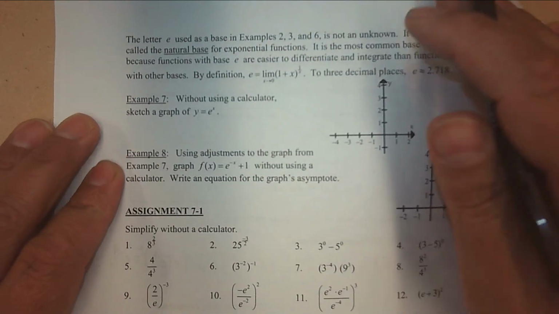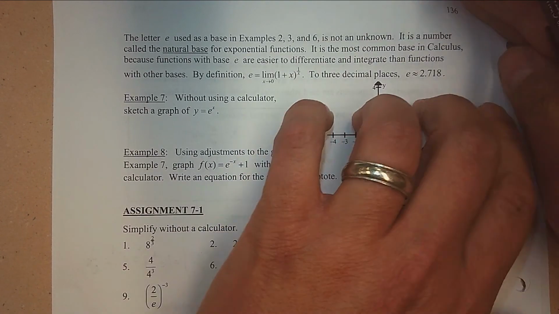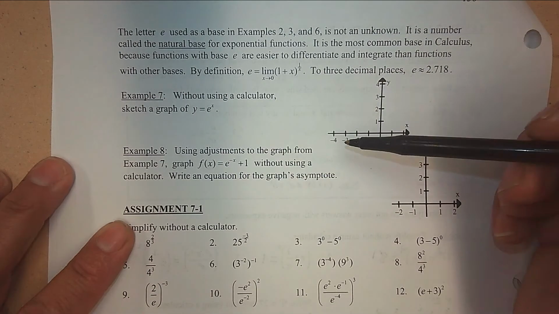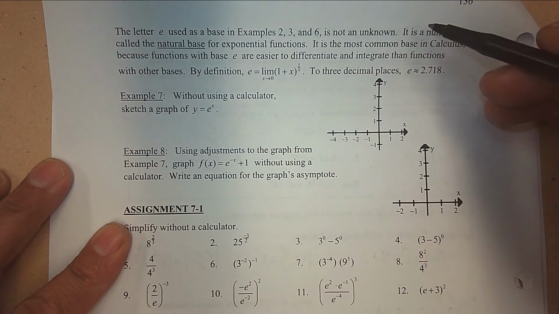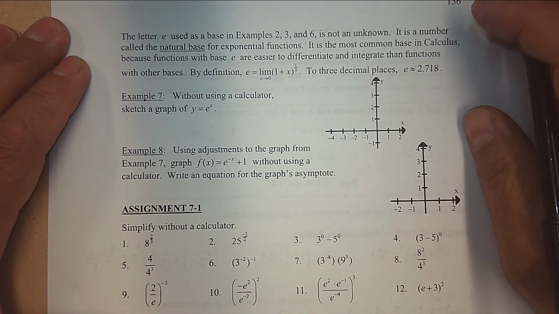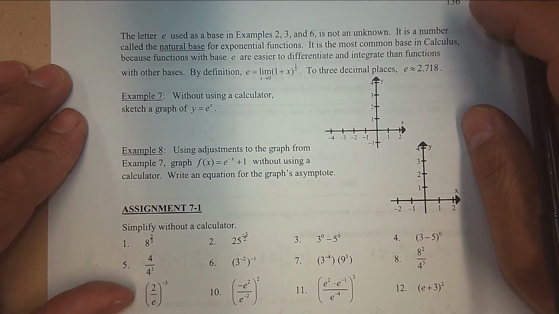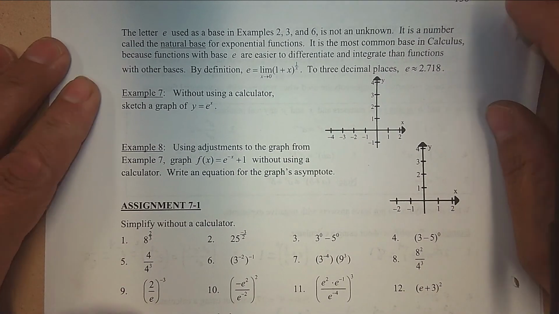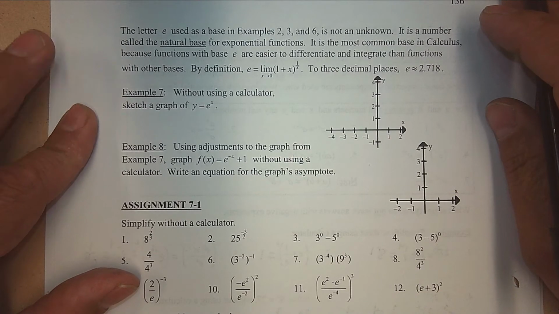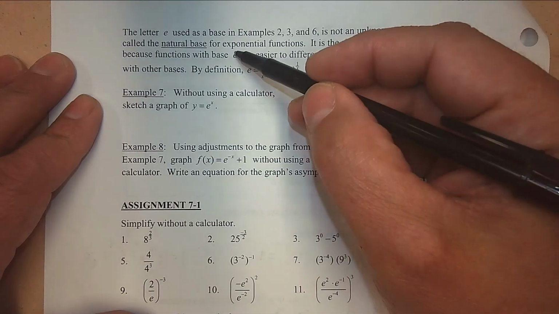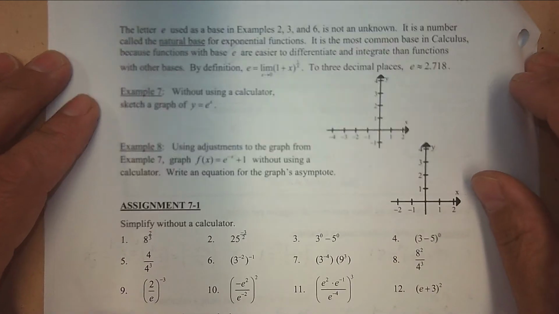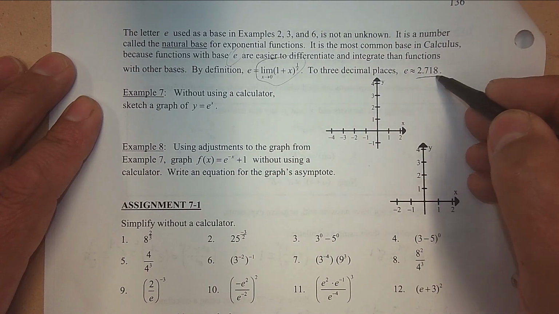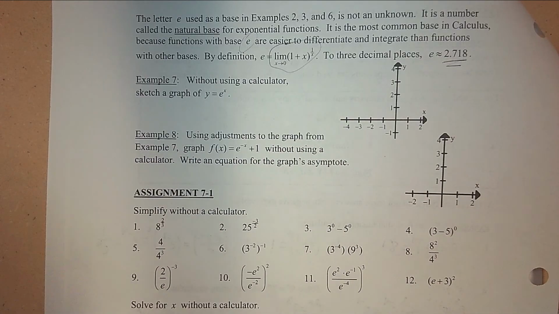All right, the letter e used as a base in examples 2, 3, and 6 is not an unknown, but rather an irrational number. It's called the natural base. I said it's approximately 2.71. It is the most common base in calculus. And there's a good reason. In the next sections, 7.2 and 7.3, you will see that the base e is so beautiful because it's so simple in terms of derivative and integration. So anyways, base e is used almost all the time because it's so simple to use in calculus. By definition, it's this, which is fine, and again, it's approximately 2.718, and so on.